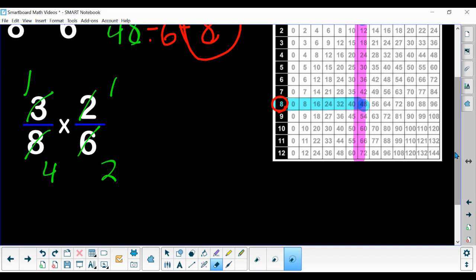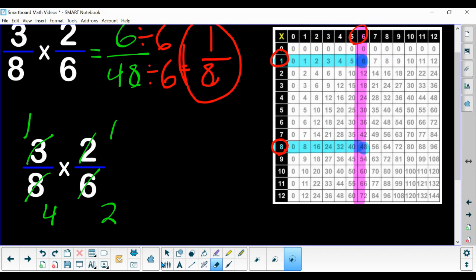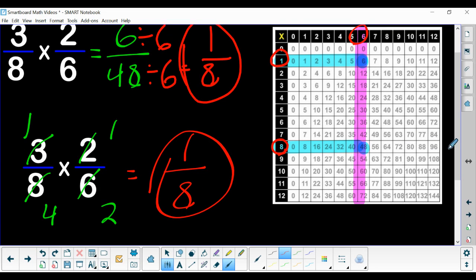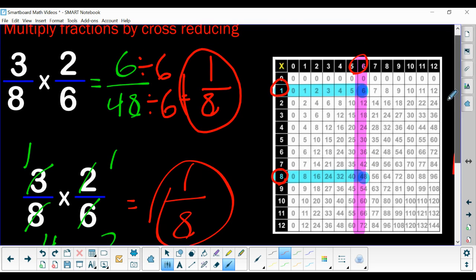Why did I do this? To make my work easier for me. Now my numbers are much smaller, making multiplying much easier. And look how easy it becomes now. 1 times 1 gives me 1. I multiply 1 and 1 to give me 1. I'm going to multiply 4 times 2 to give me 8. And right there, I have my answer. Same answer, 2 different strategies.